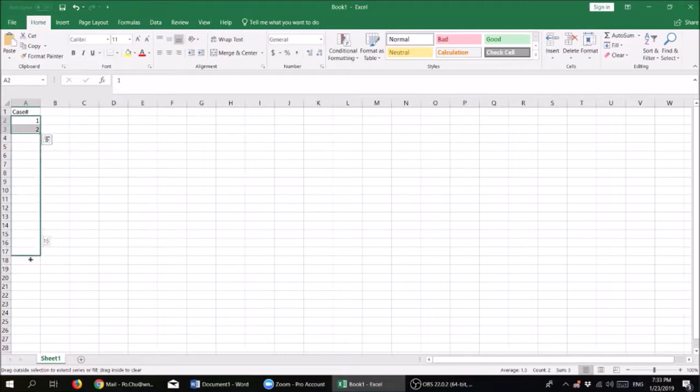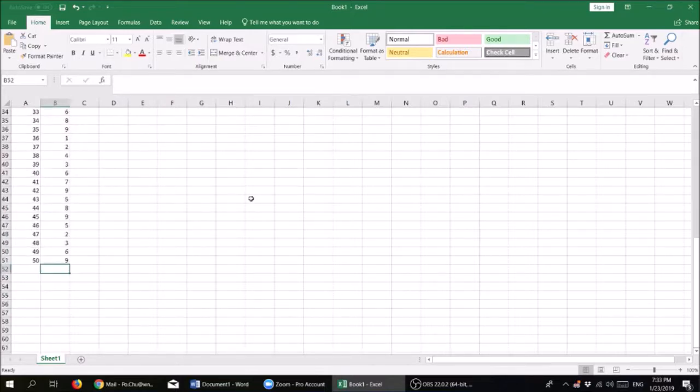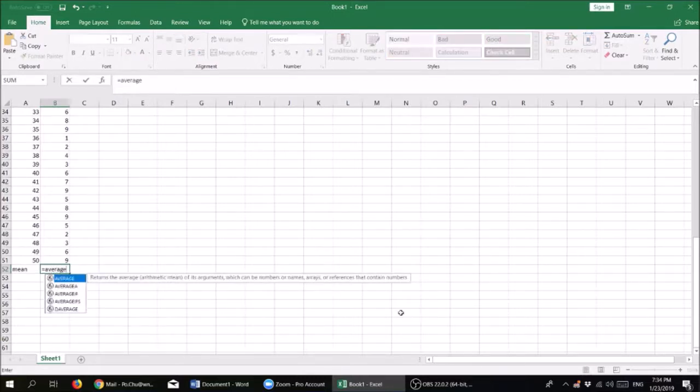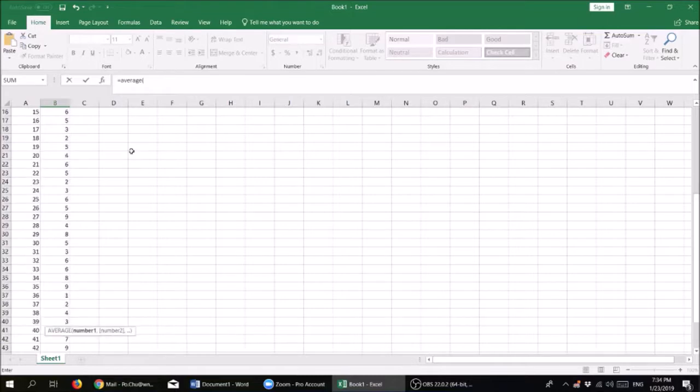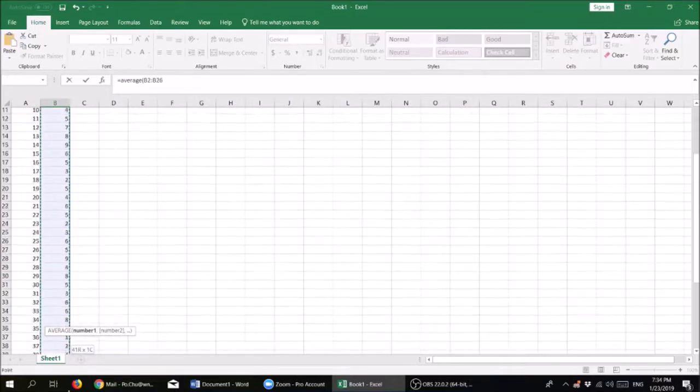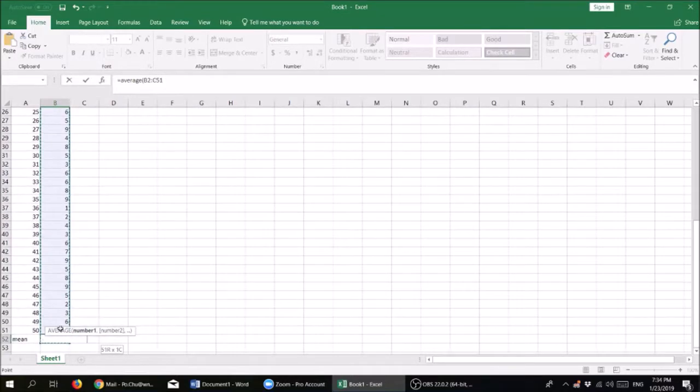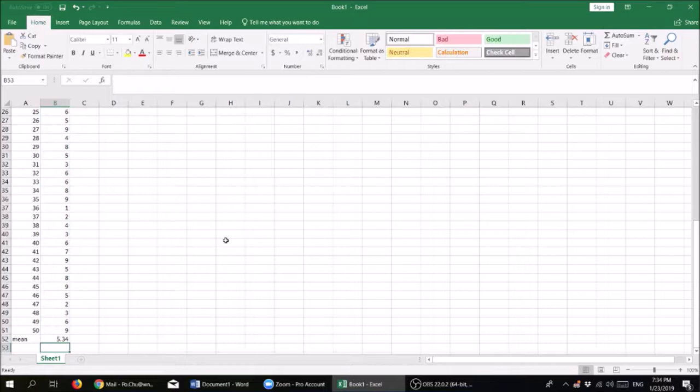Now this time let's have 50 cases. Alright, and now let's generate some numbers. So now we have those numbers. You should know how to calculate the average, right? Equal sign and then AVERAGE parentheses. And remember, you need to highlight the whole set of data. Alright, and then enter. Well, that's not a bad number, 5.34.